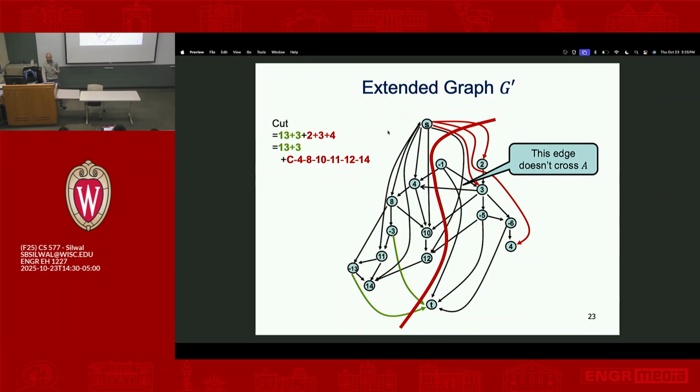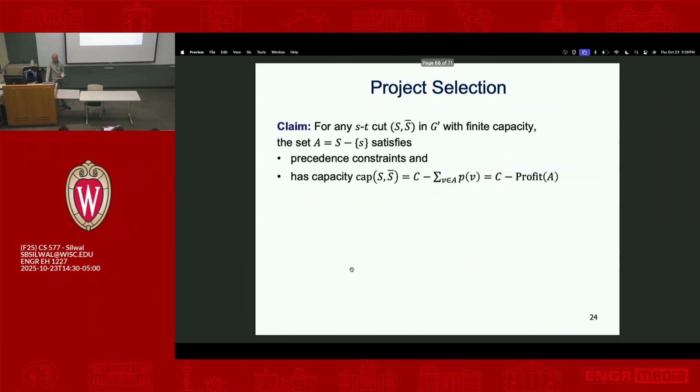All right, but now let's look at some other cut, okay? So let's look at this cut. As long as a cut is not crossing one of these predecessor edges, it's going to have a finite value. Its value is going to be determined by these edges. Intuitively, I want all the jobs that I do to be on the side of S. That means I have to potentially take on some negative profit jobs, and I want to capture that.